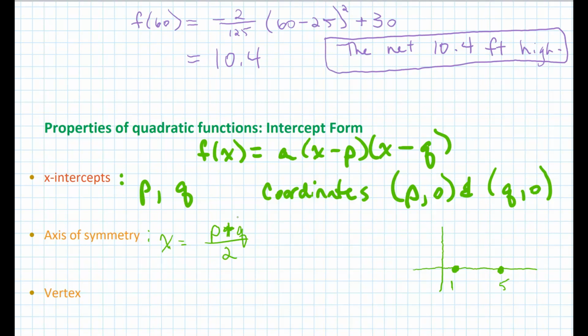Okay. So again, that's the axis of symmetry, which is going to give us the x value. But I also want to find the vertex, so I need the y value. And we would find that by plugging in x, the axis of symmetry. So our vertex looks like p plus q divided by 2, and the y value would be f of p plus q divided by 2. And I know it doesn't look very nice, but again, I want you to get used to function notation.